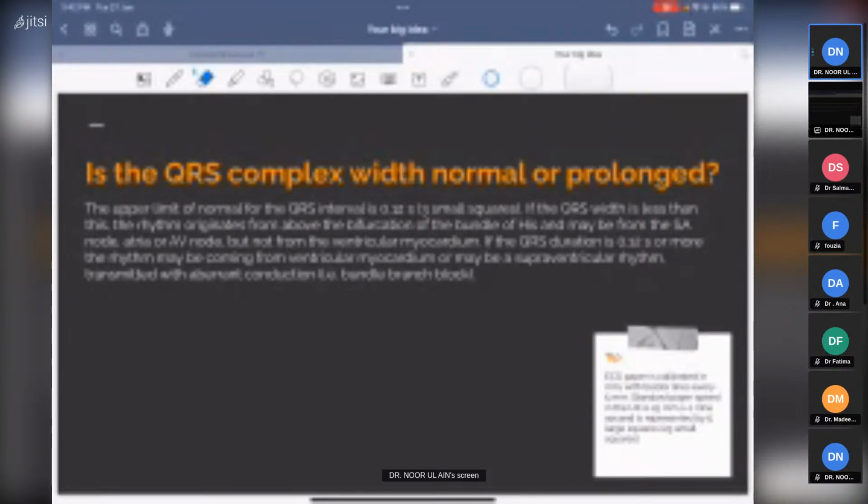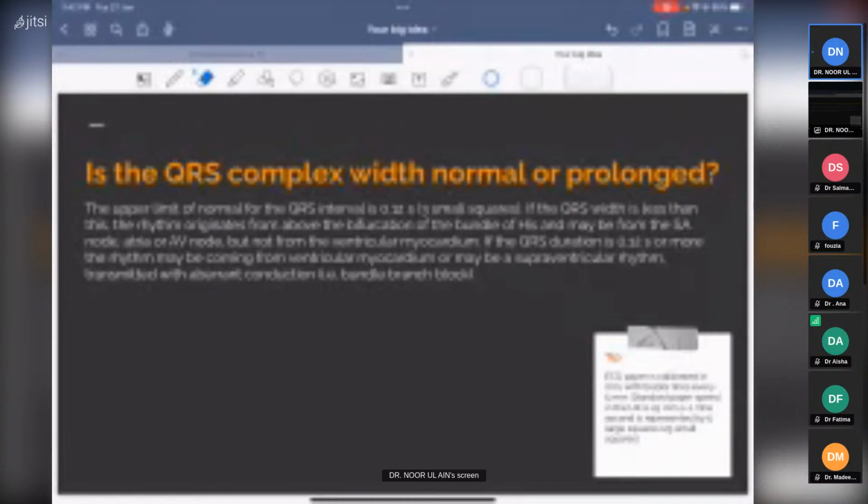When you're looking at a QRS complex, you know that a normal QRS complex should be 2.5 small squares or 0.1 second, right? Ventricular depolarization happens over 0.1 second. Anything less or more is abnormal. If you're saying that the QRS complex is 0.06, it's less than 0.1, right? It's a narrow complex QRS.